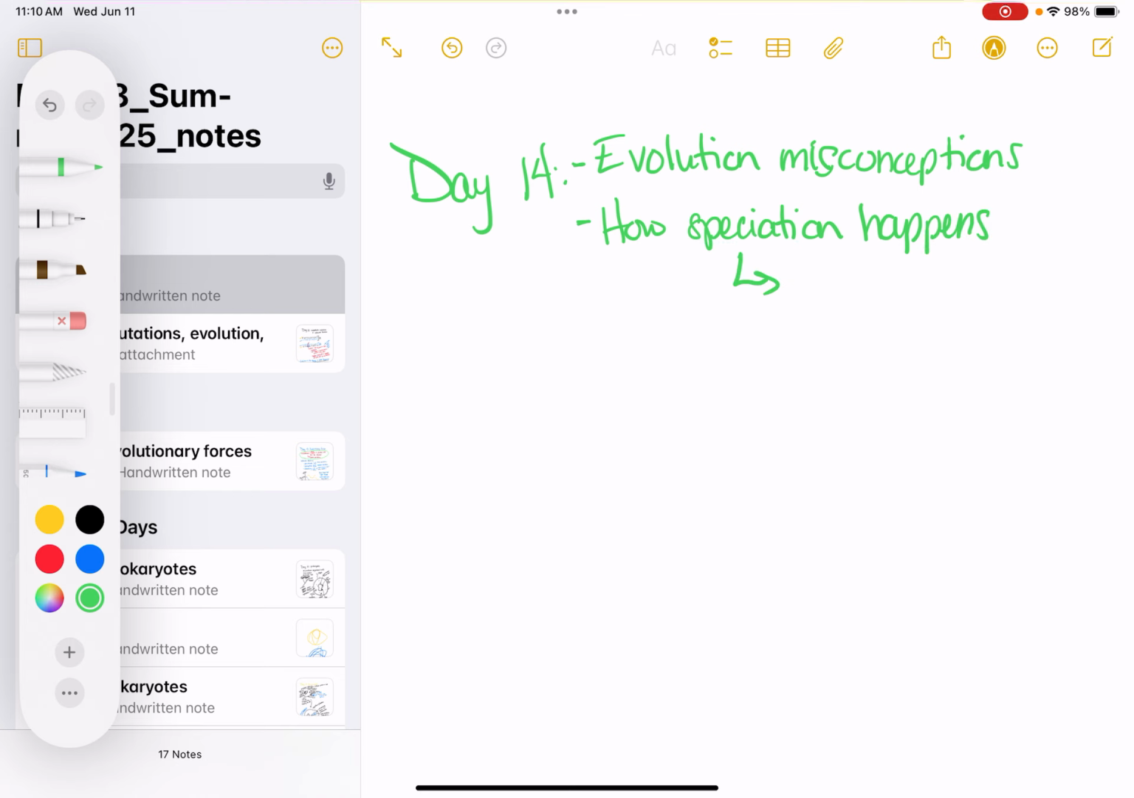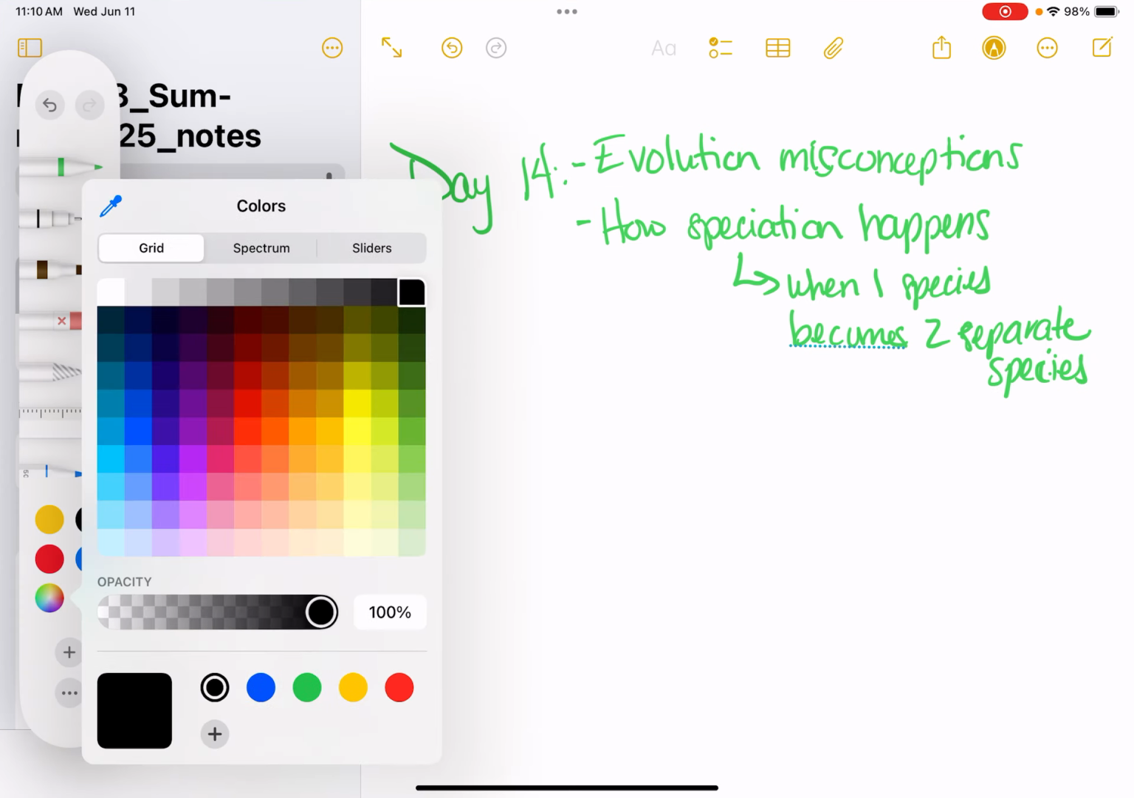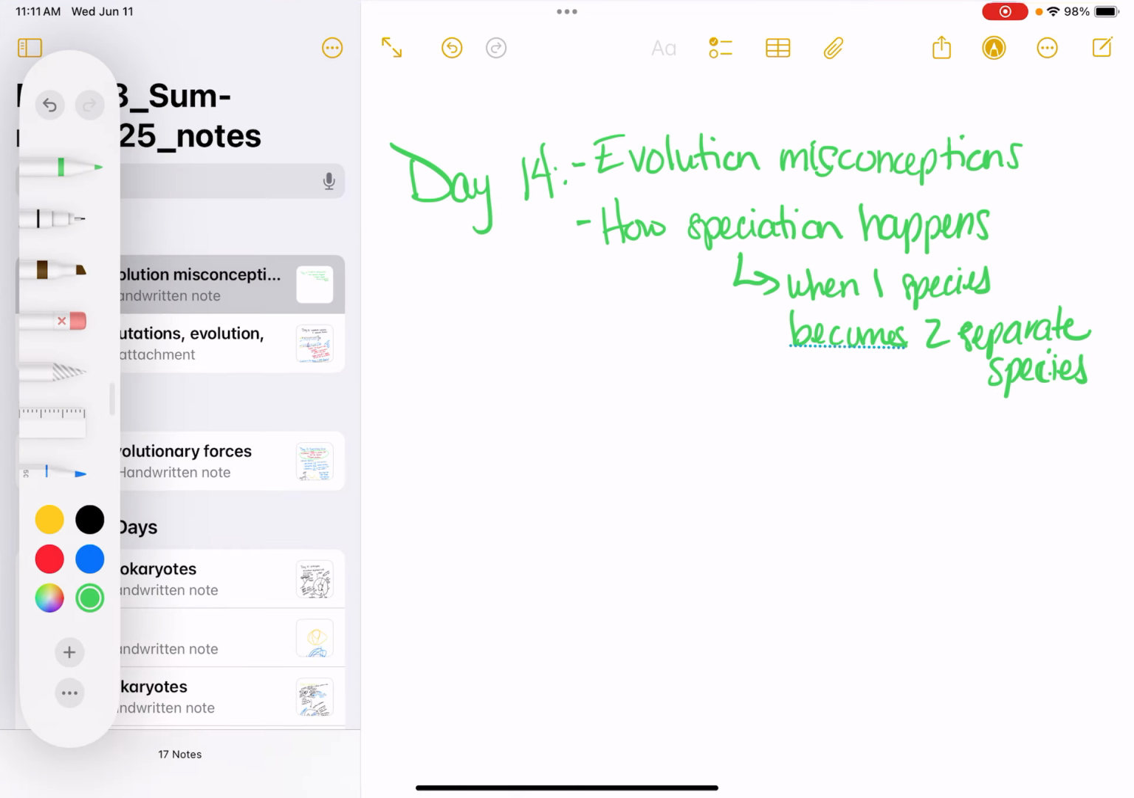And speciation is when one species becomes two separate species. And then we're going to talk about how we define different species that currently exist on Friday.